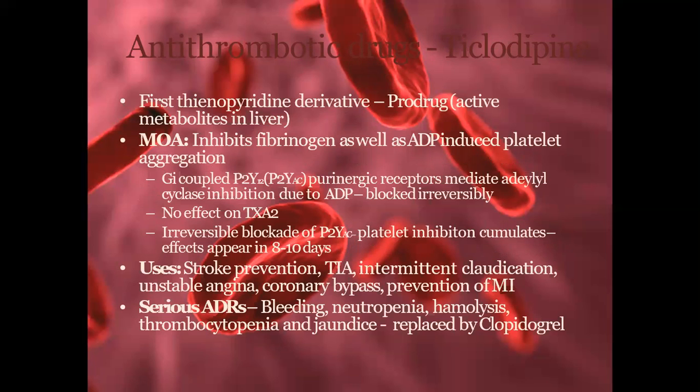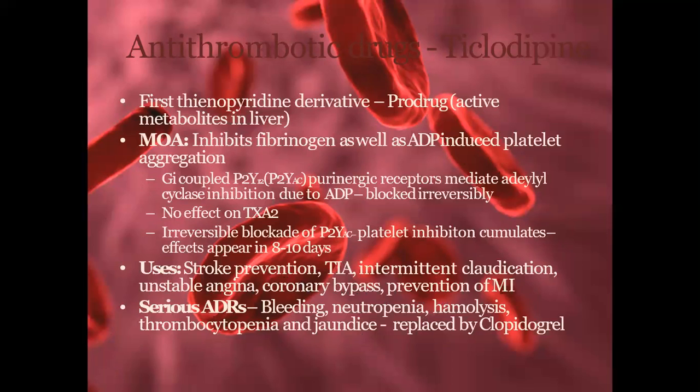There is also a drug ticlopidine. It is a thienopyridine derivative, a prodrug with active metabolites in the liver. What is the mode of action of ticlopidine? It inhibits the fibrinogen as well as ADP induced platelet aggregation. What are the uses? Stroke prevention, intermittent claudication, unstable angina, coronary bypass, prevention of myocardial infarction.